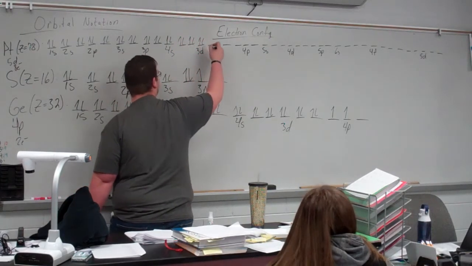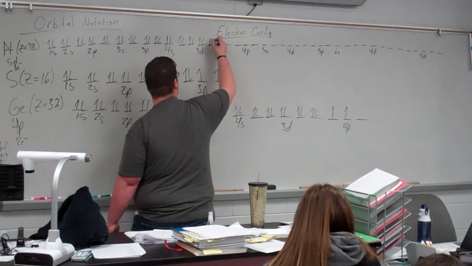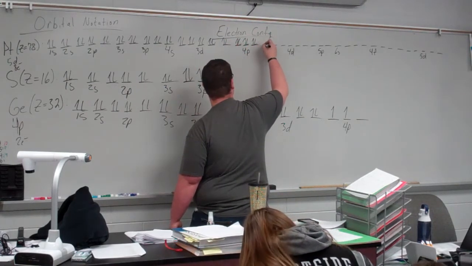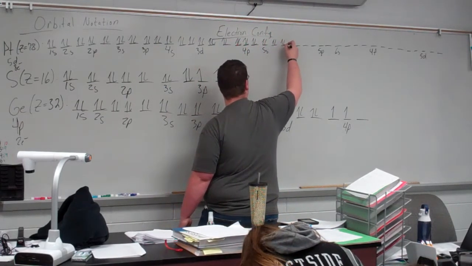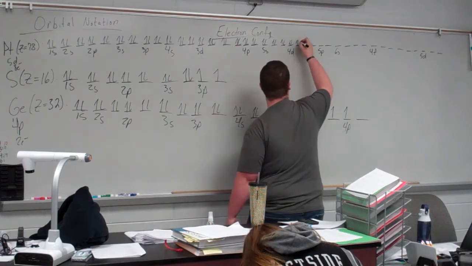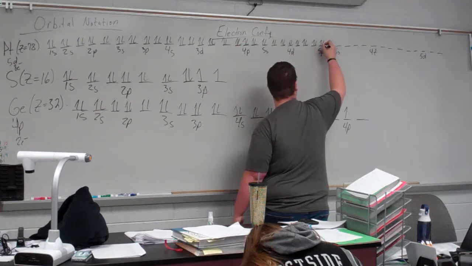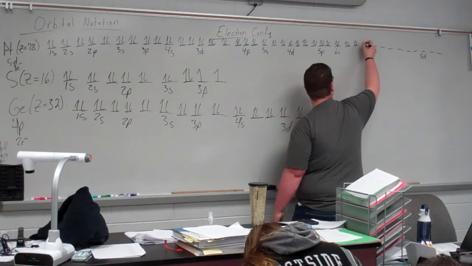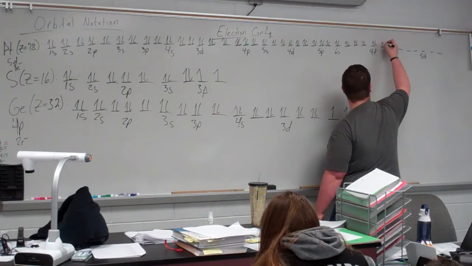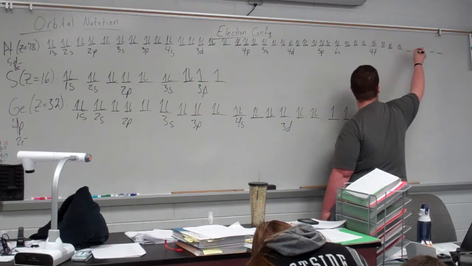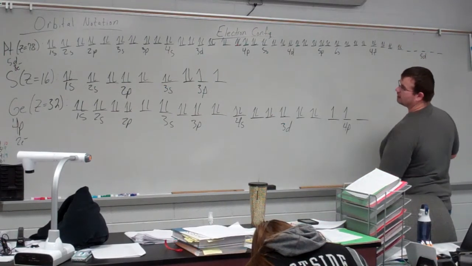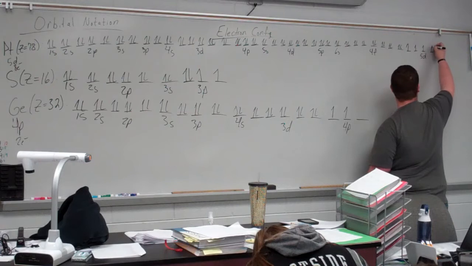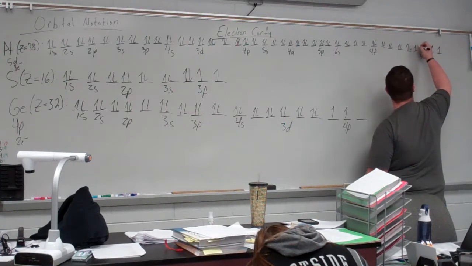Something I hate is putting all these arrows. And it's fun. You know, I did it for you guys, because you have to understand where the 4f falls. And 8. So 1, 2, 3, 4, 5, 6, 7, 8.